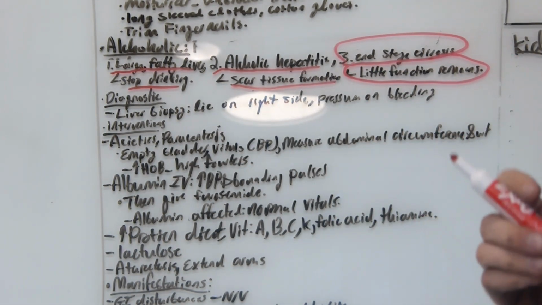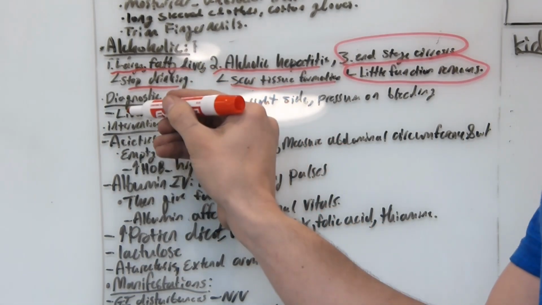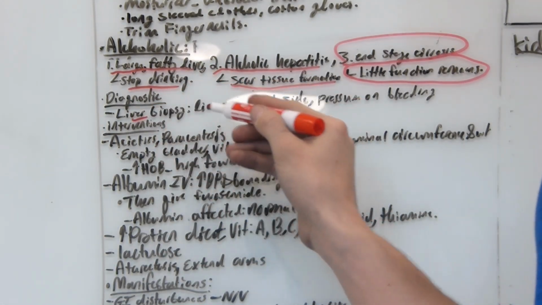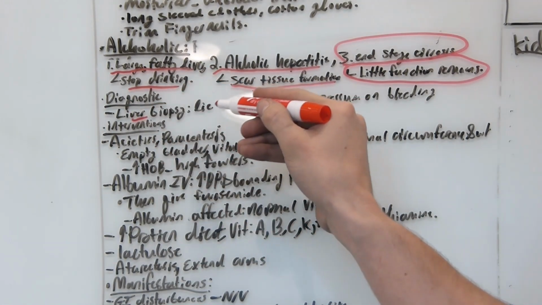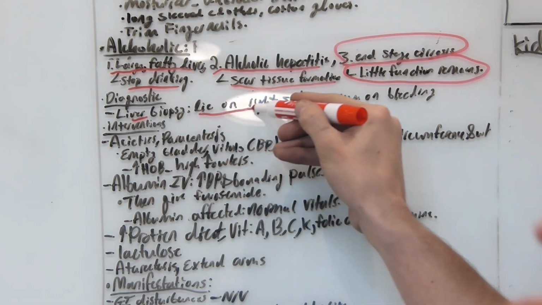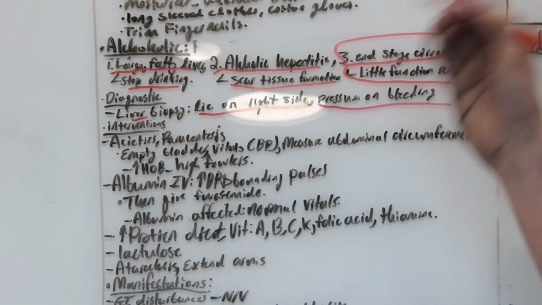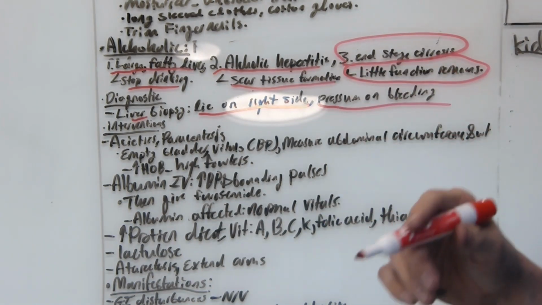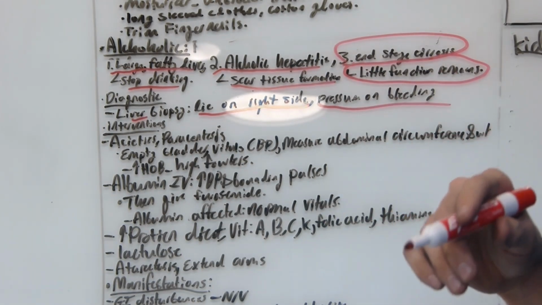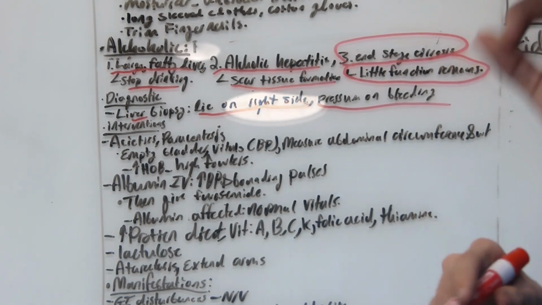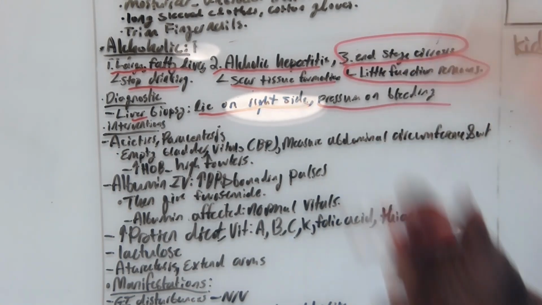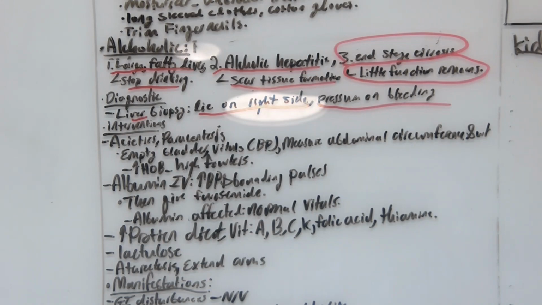So diagnostics for cirrhosis, we're going to do a liver biopsy. Now that comes with its own thing. After this, we need to have them lie on the right side. And if they start bleeding, we put pressure on them. Think about it. They have increased PTT, increased PT, decreased clotting factors. So they are at a high risk for bleeding and going into hypovolemic shock. Same with that esophageal varices.